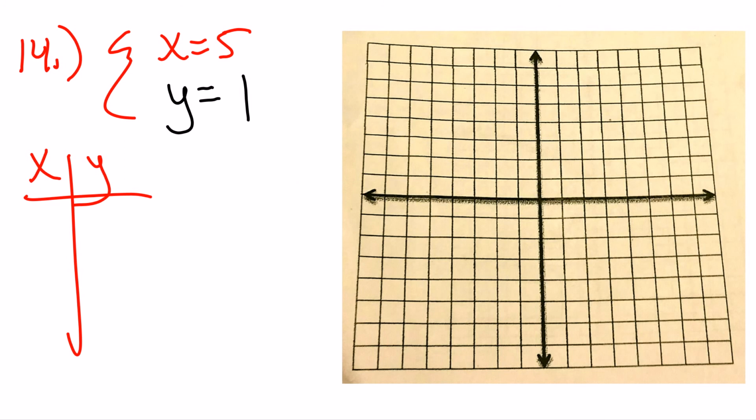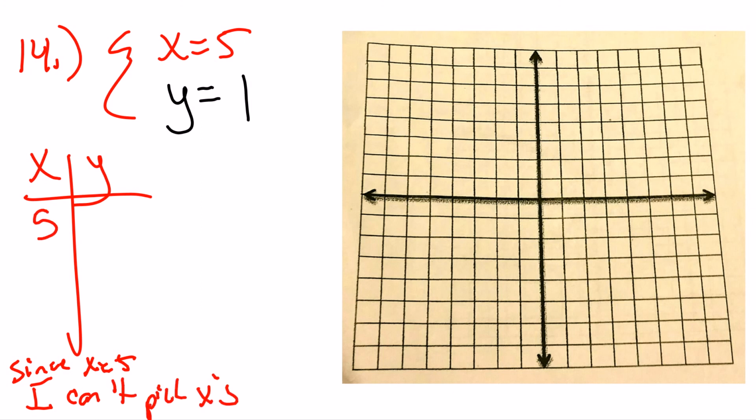All right, 14 is a little bit more difficult because when I go to pick x's, since x has to equal 5, I can't pick x's. So x has to be 5 no matter what. That's all that says. It just means you have to pick y's instead. So I just pick negative 1, 0, and 1. Those were my choice.